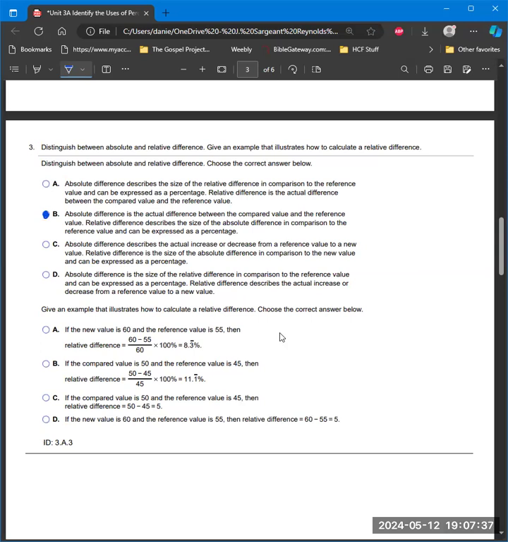And give an example that illustrates how to calculate relative difference. If the compared value is 50 and the reference value is 45, then the relative difference is numerator 50 minus 45 divided by denominator 45 times 100%, and that would equal 11.1 with a repetend bar to show that the 1 is repeating, over the 1 in the tens place, percent. So that's B. That's the same thing as 11 and 1/9%.